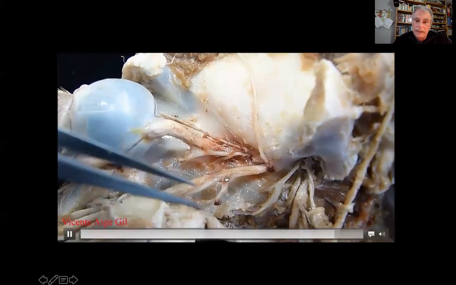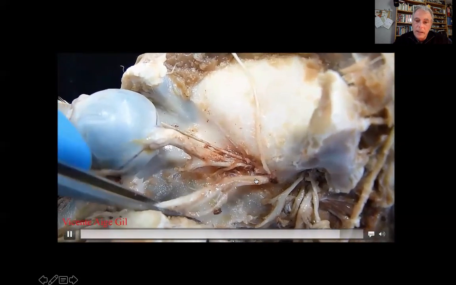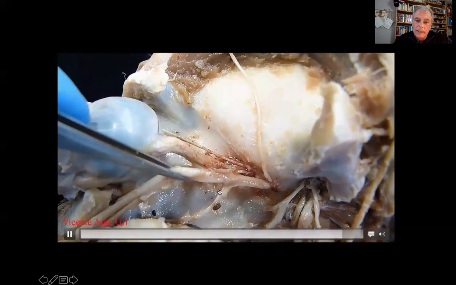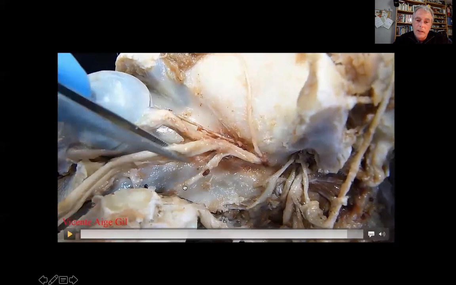So again, what you see here is the maxillary nerve, and then the branches here, the caudal nasal nerve and the major palatine nerves that run together. The minor palatine nerve that is going to innervate the soft palate is missing in this dissection.